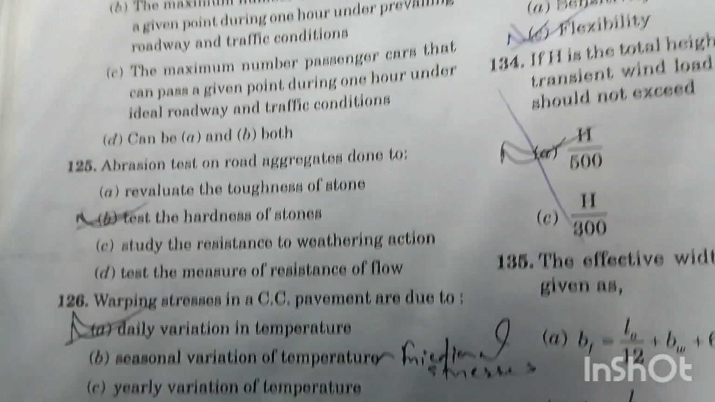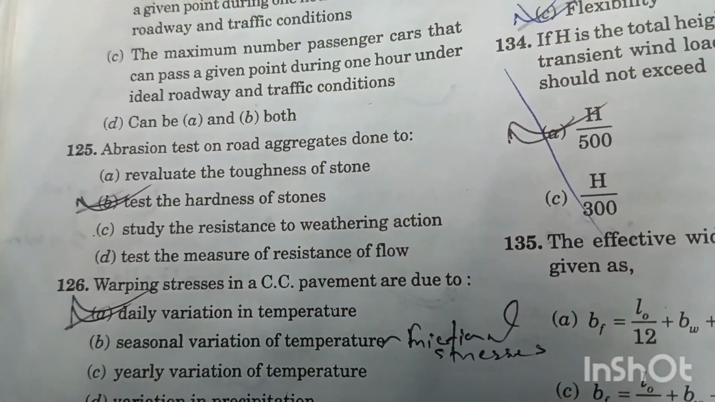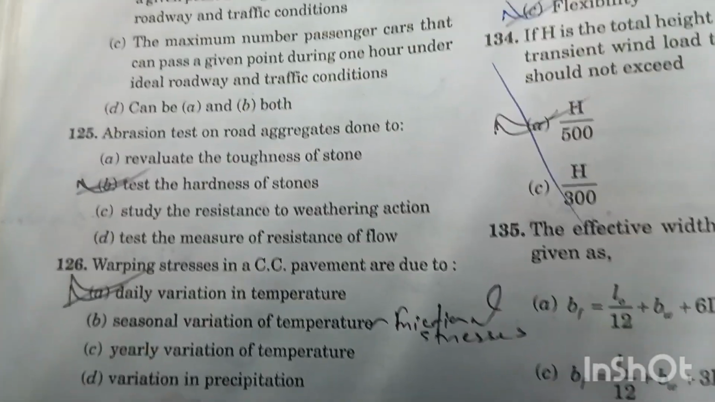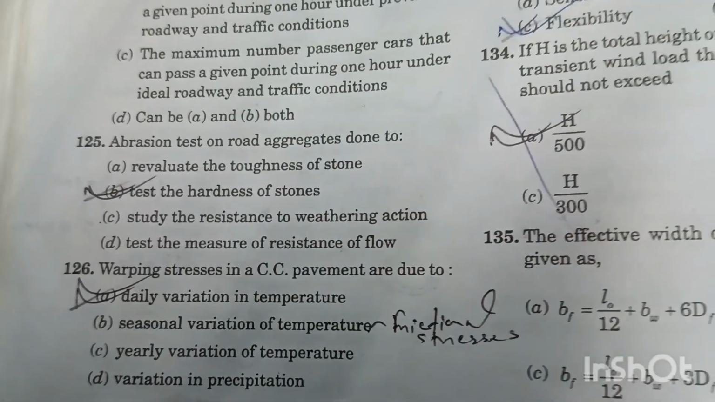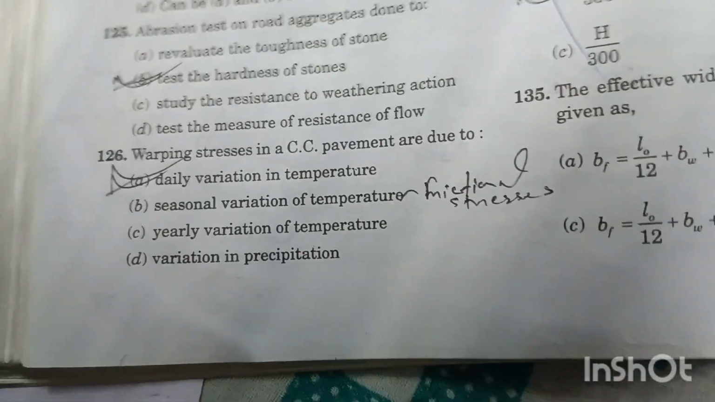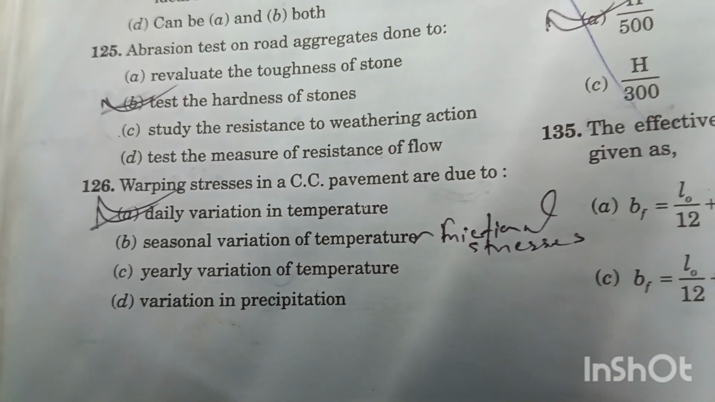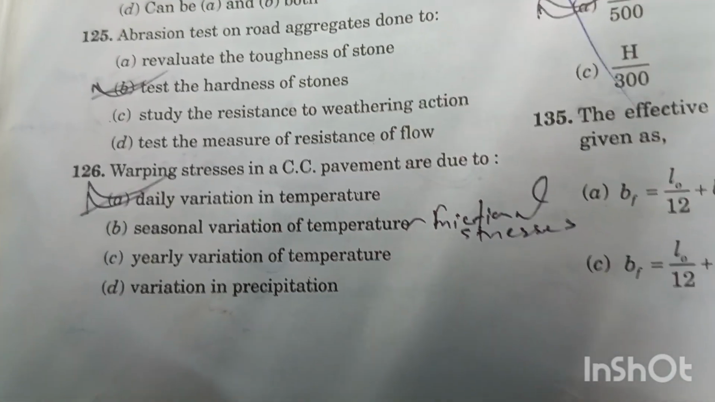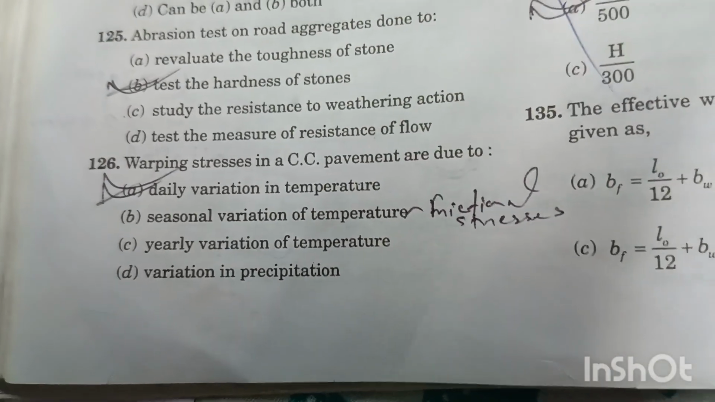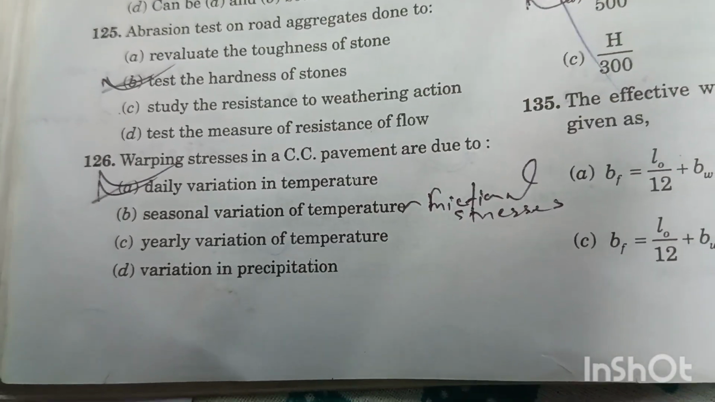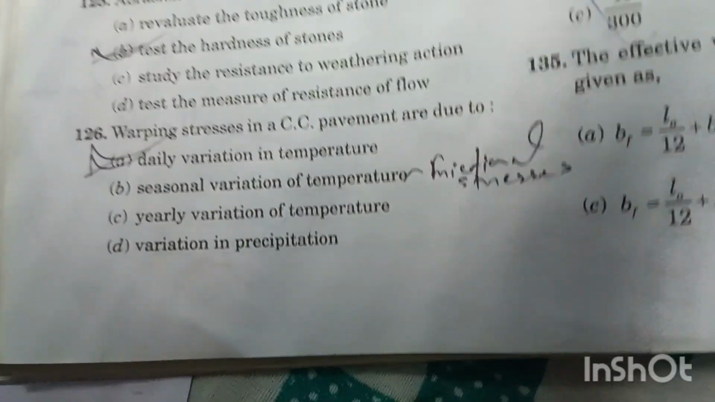Question number 125. Abrasion test on road aggregate is done to test the hardness of the stones. Option B is the right answer. Question number 126. Warping stresses in a cement concrete pavement are due to the daily variation in temperature. Option A is the right answer. And seasonal variation of temperature causes the frictional stress.